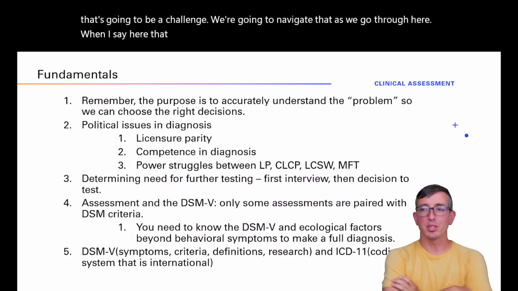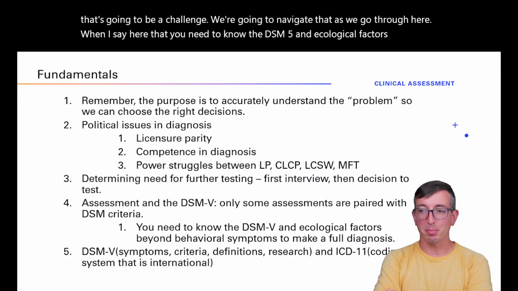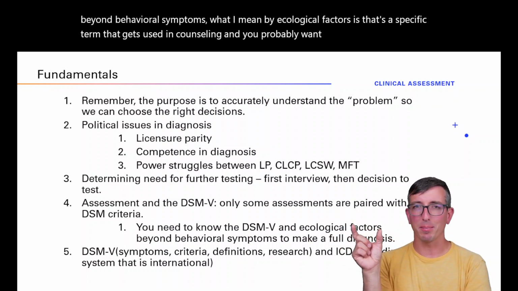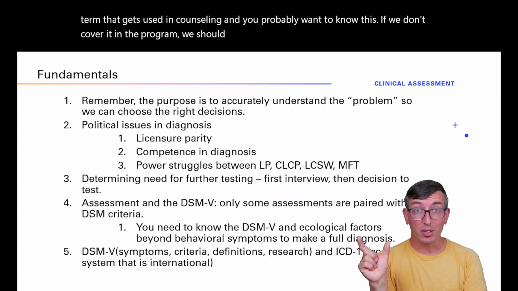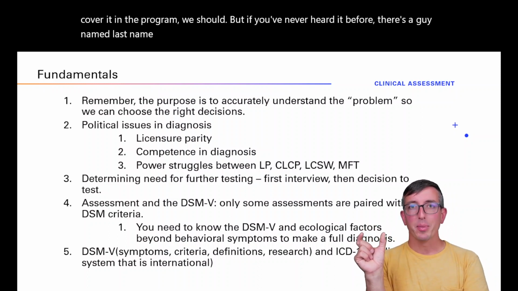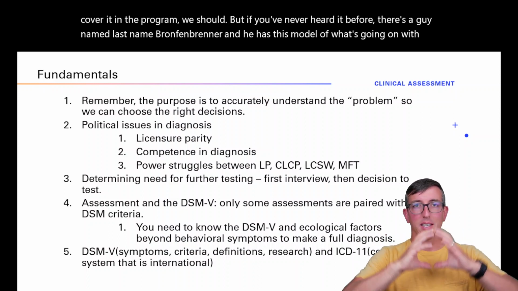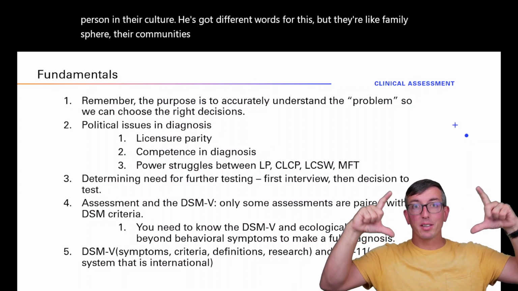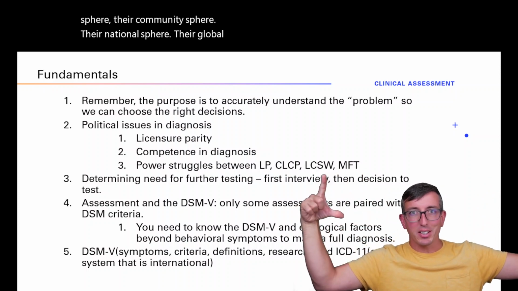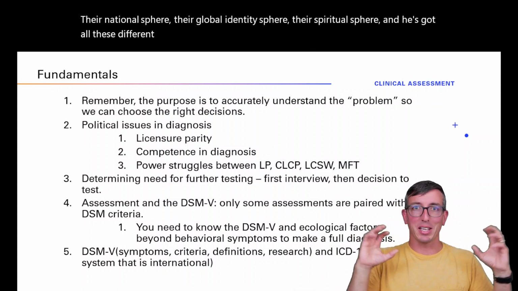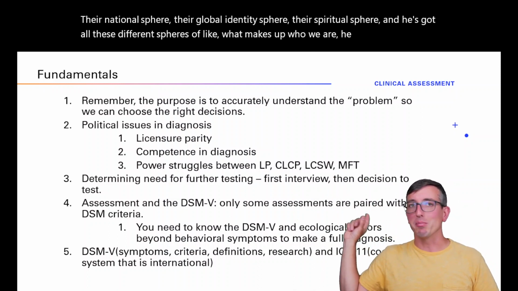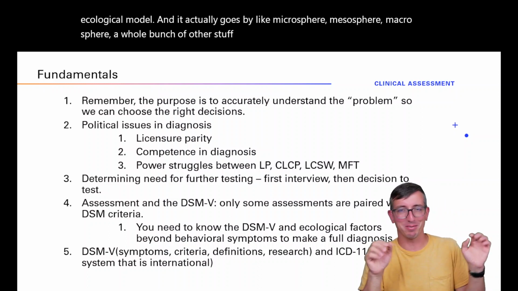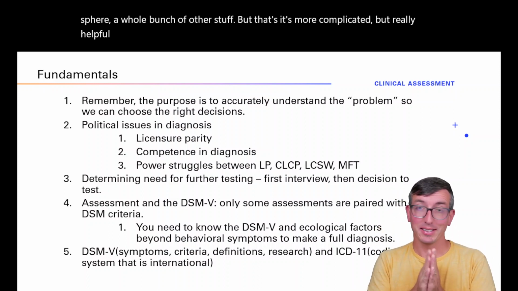When I say here that you need to know the DSM-5 and ecological factors beyond behavioral symptoms, what I mean by ecological factors is a specific term that gets used in counseling, and you'll probably want to know this. If we don't cover it in the program, we should. But if you've never heard it before, there's a guy with the last name Bronfenbrenner, and he has this model of what's going on within a person in their culture. He's got different words for this, but their family sphere, their community sphere, their national sphere, their global identity sphere, their spiritual sphere, and all these different spheres of what makes up who we are. He calls it the ecological model, and it actually goes by microsphere, mesosphere, macrosphere, a whole bunch of other stuff. It's more complicated, but really helpful to be learning. So if we're not covering it, we totally should.